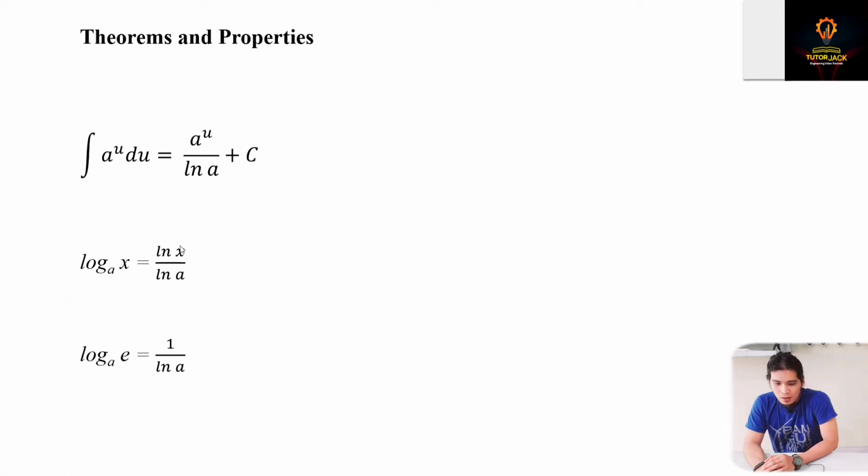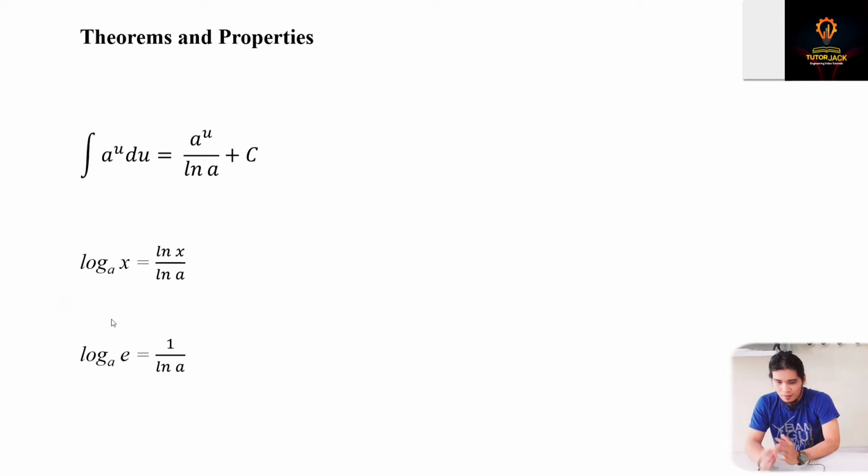Okay? So, and then ito yung mga properties, log a to the x. So, log base a of x is just equal to ln x over ln a. So, ito yung mga properties pwede natin gamitin pag-simplify ng mga equation. And then, log of e to the base a is just equal to 1 over ln a. Kasi ang numerator sana nito is ln e, di ba? Pero since ln e equals 1, so magiging 1 over ln a. Okay, so ito lang yung dapat nating tandaan na theorems and properties.